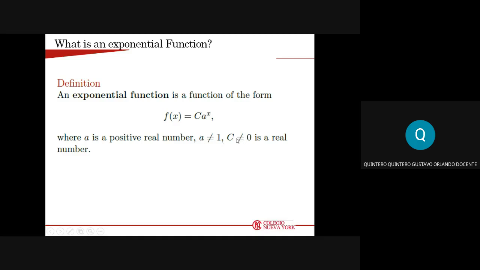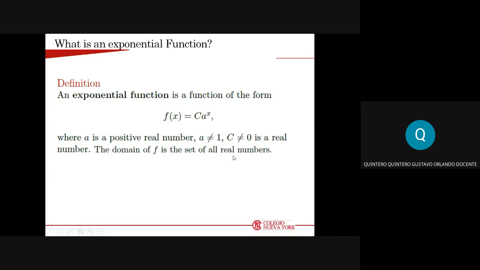Now, those two numbers have one characteristic. The first one is that a, this number in here, cannot be 1. It can be anything else, but it cannot be 1. And also, this value here, the c, cannot be 0. It can be anything else, but it cannot be 0. All right? So let's take a look at some examples of exponential functions.